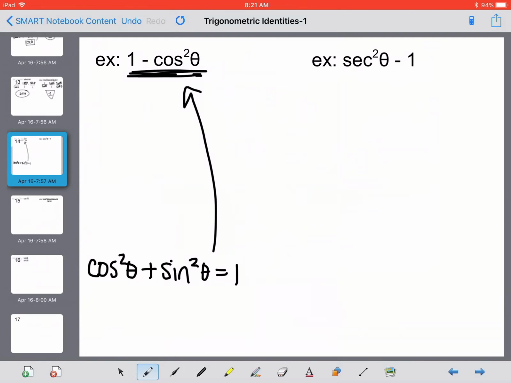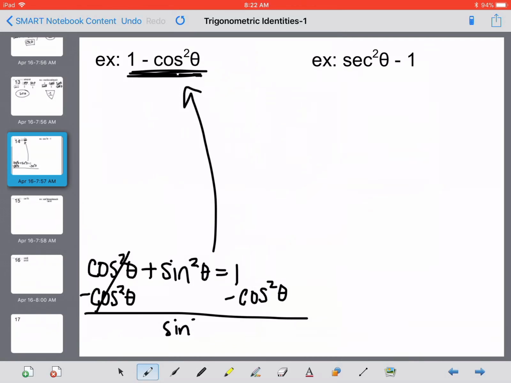So I have 1 minus cosine squared. So I'm going to subtract cosine squared on both sides. Okay, so this cosine squared cancels out. So I've got sine squared theta equals 1 minus cosine squared theta. Well, see how it looks the same? So that means the answer would be sine squared theta.